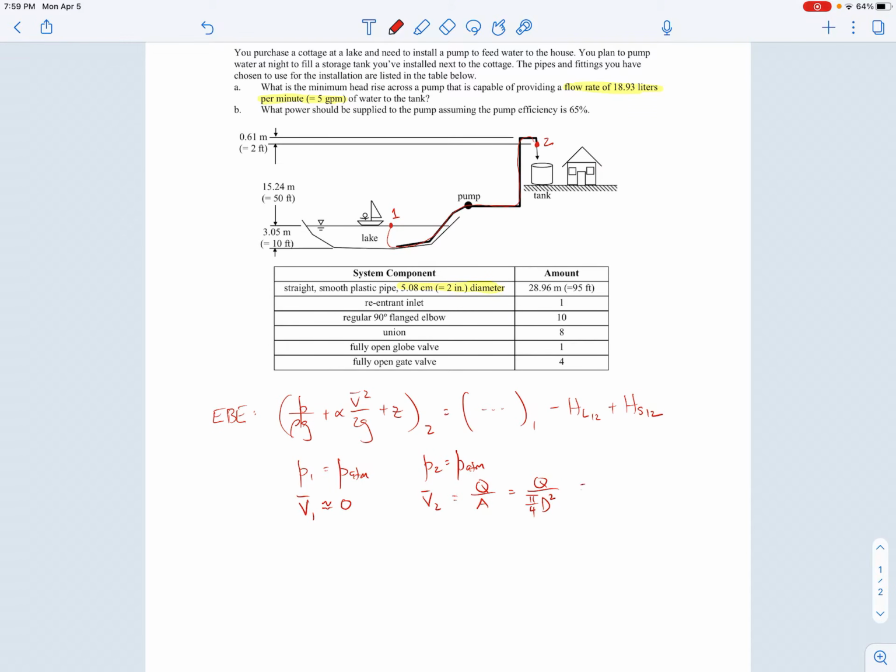Let me just write them down. We'd have to do some unit conversions, and I did not actually do those unit conversions here. But I'll just write the numbers so you know which numbers to put in.